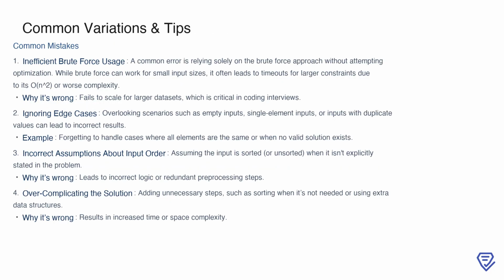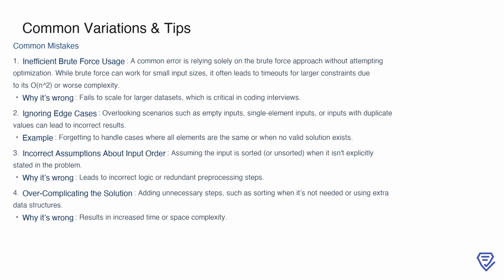When tackling the falling squares problem, there are a few common mistakes to watch out for. First, relying solely on a brute force approach can be problematic. While brute force might work for small input sizes, its O(n²) or worse complexity makes it infeasible for larger datasets, especially during coding interviews where efficiency is key.